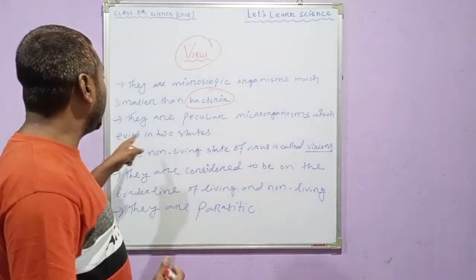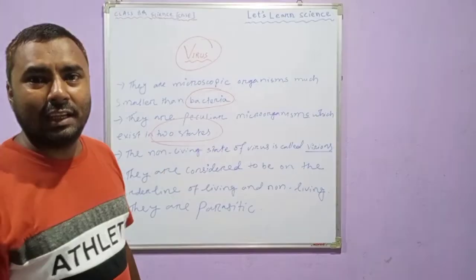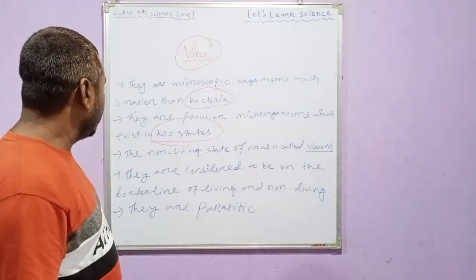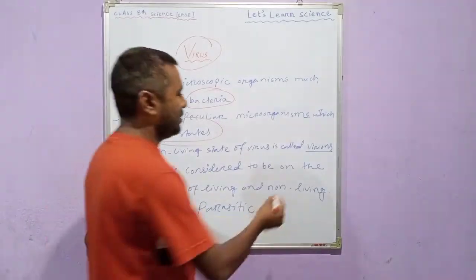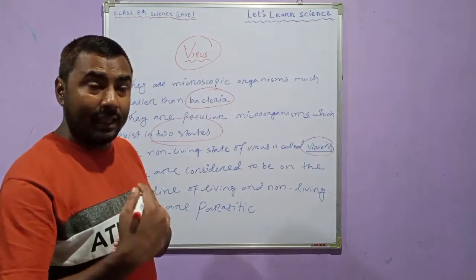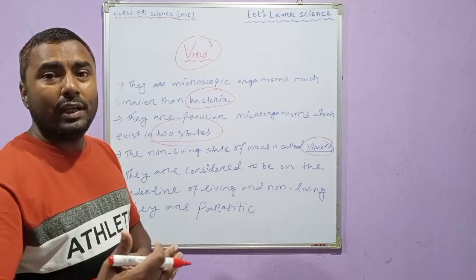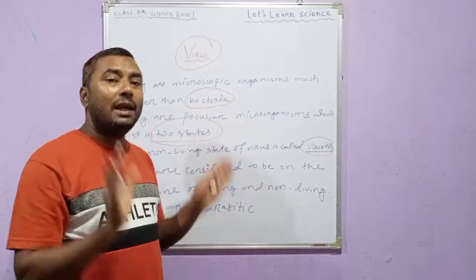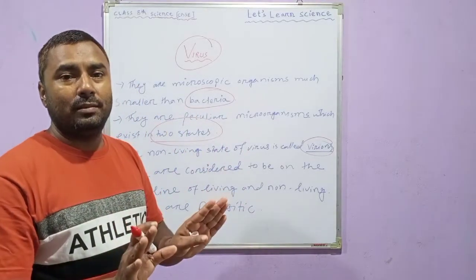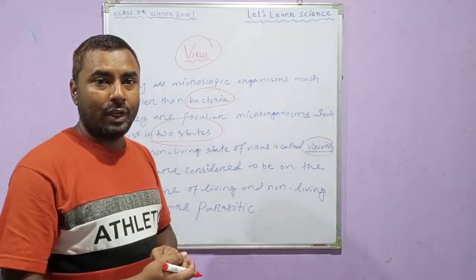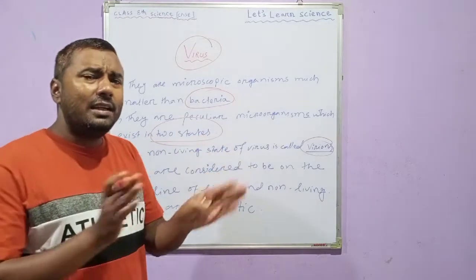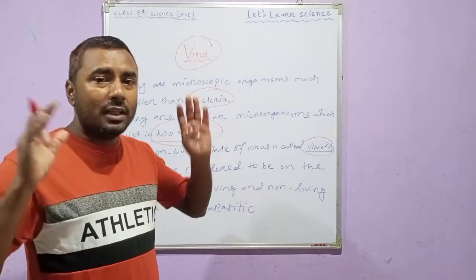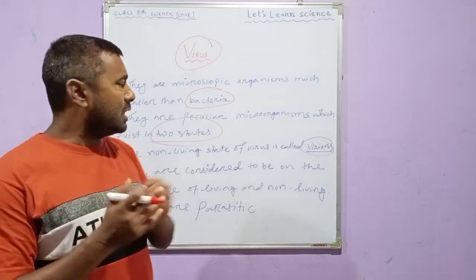Why are they not similar? Because they exist in two states. How can they stay in two states? The non-living state of virus is called virions, and the two states in which they can stay are the living state as well as the non-living state. When the virus is not inside a living body, it behaves like non-living things and shows the properties of the non-living. And when it enters a living cell or living body, then they start multiplying their number. So in this way, what happens?